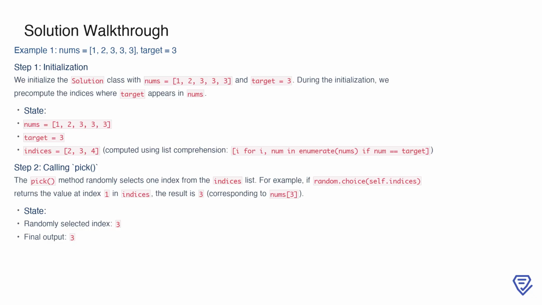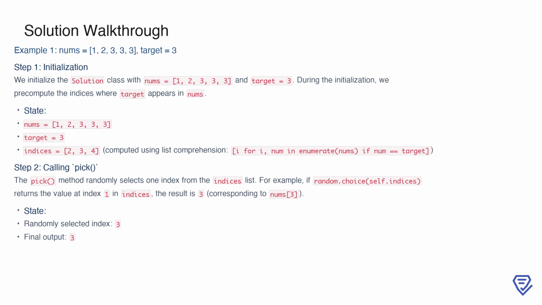To solve this problem, we start by initializing the solution class with the given nums array and target. Here, nums is [1, 2, 3, 3, 3], and the target is 3. During this initialization step, we pre-compute all the indices where the target appears in the nums array. This is achieved using a list comprehension that iterates through nums and collects the indices of all elements equal to the target. In this case, the indices of 3 are 2, 3, 4.